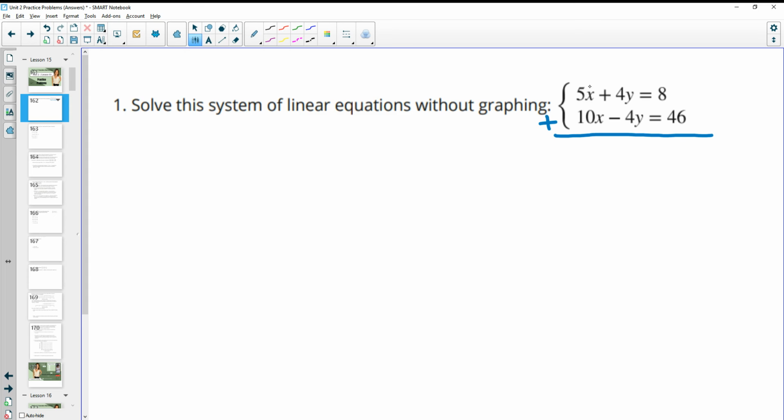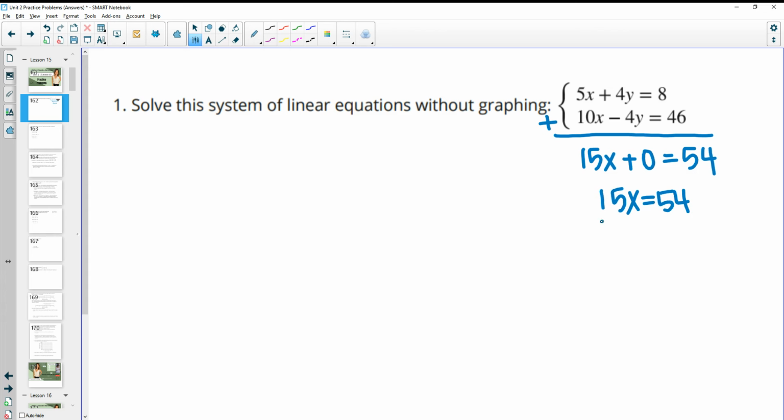So we'll take 5x plus 10x, which is 15x. Then 4y plus -4y is 0. So I'm just going to write the plus 0 here. You don't have to, but I want you to see that it cancels out. And then 8 plus 46, which is 54. So then you have really just 15x because 15x plus 0 is just 15x. So we have 15x equals 54.